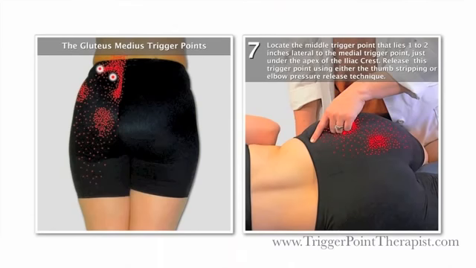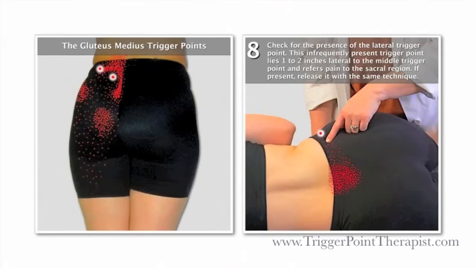Next, we'll locate and release the middle gluteus medius trigger point. This trigger point lies 1 to 2 inches lateral to the medial trigger point, just under the apex of the iliac crest. Notice the referred pain pattern, which includes the entire gluteal region. Release this trigger point using either the thumb stripping technique or elbow pressure release technique as previously described.